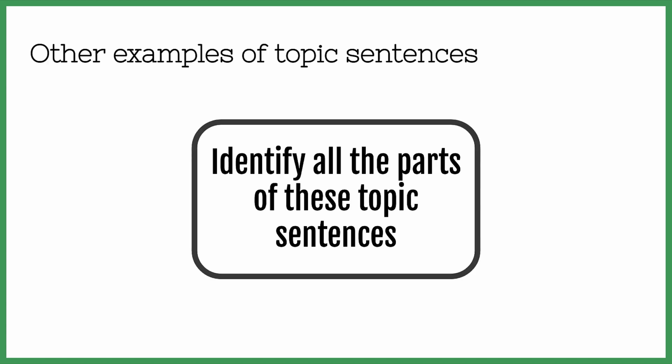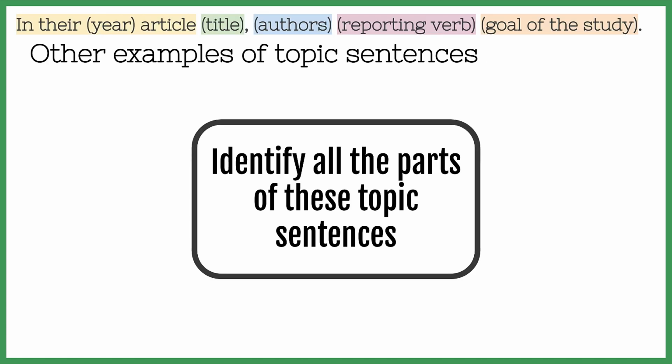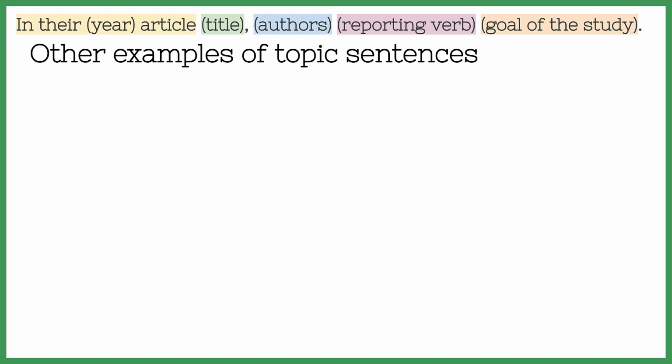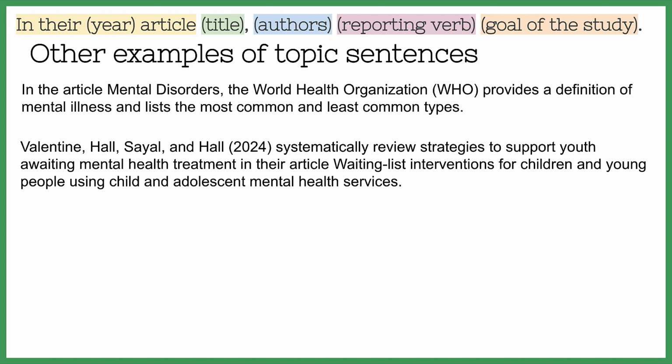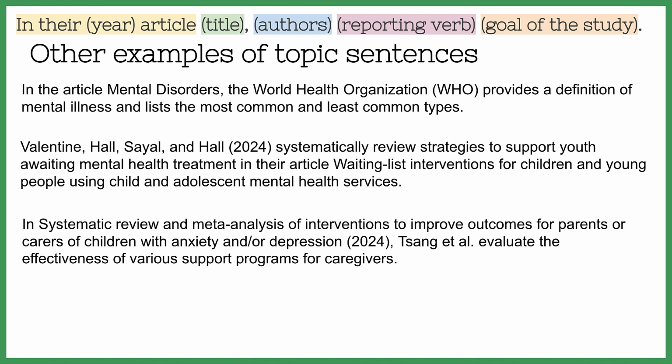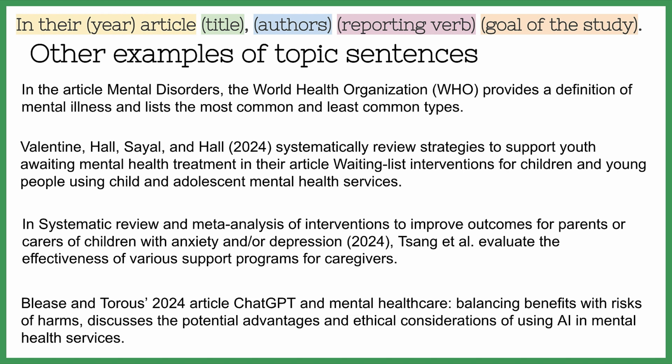Let's look at some other examples. Identify all the parts of these topic sentences. Here again to help you: yellow is the year, the article title is in green, authors in blue, reporting verb in pink, and goal of the study in orange. Take a look at this. Pause, identify the parts. Here's number 2. Pause, identify the parts. Number 3. Pause, identify the parts. And 4. Pause and identify the parts.